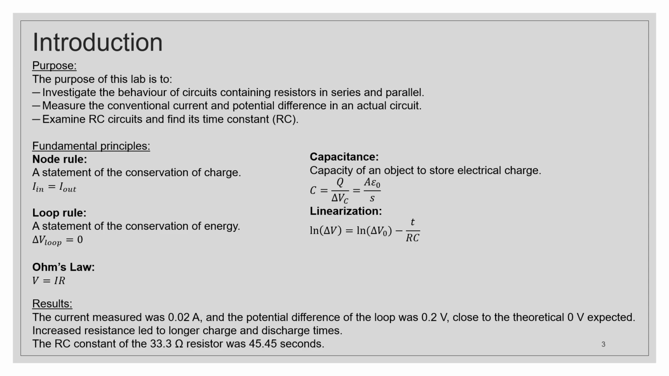A preview of the results is that the current measured was 0.02 amps and the potential difference of the loop was 0.2 volts, close to the theoretical 0 volts expected. Increased resistance led to longer charge and discharge times of the capacitor, and the RC constant of the 33.3 ohm bulb was 45.45 seconds.